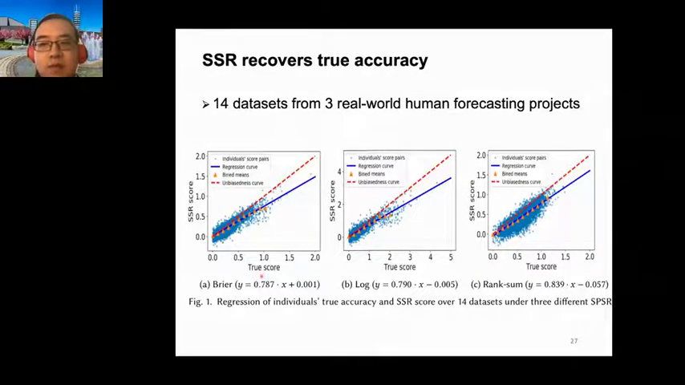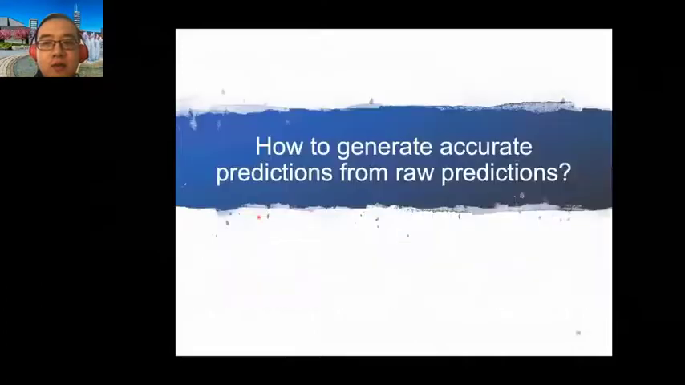So by theory, if the constant expertise level assumption is satisfied, then this parameter should be 1 because they should be equal. But we still have a little bias here. But this is still a very strong correlation. So we can reflect the actual accuracy of the forecasters even without knowing the ground truth.